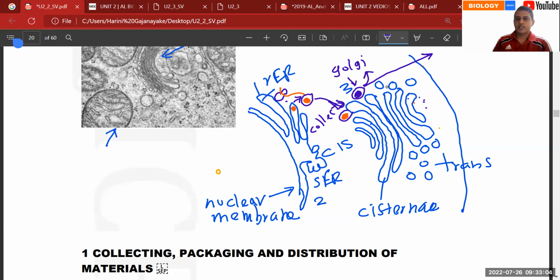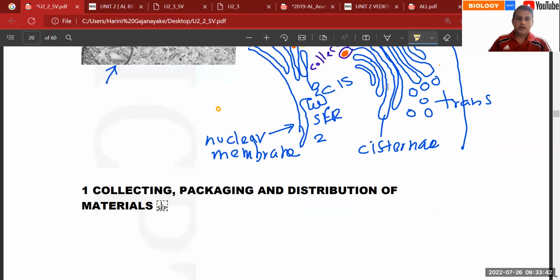So from here to here is considered protein transport. This is a protein transport process. You need to remember first, ribosome synthesizes protein. Second, rough endoplasmic reticulum takes this protein and makes vesicles. This vesicle fuses with the Golgi. Golgi further modifies, packs, and distributes. Right?